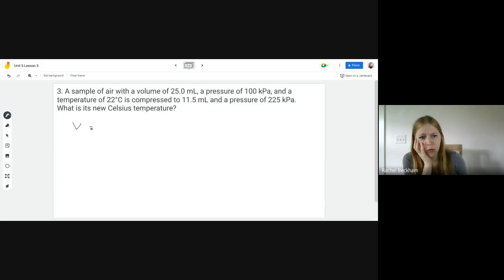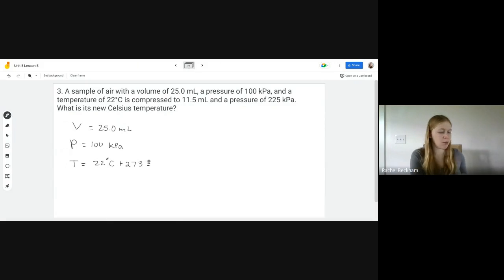My V equals 25.0 mL. A pressure of 100 kPa. And a temperature of 22 degrees C. Let's go ahead and add 273 to that so that we don't forget, because remember, it needs to be in Kelvin. Your degrees Celsius always needs to be converted over to Kelvin, and the way you do that is by adding 273 to it. So this is 295 Kelvin, which is what we want. That's the unit we want.